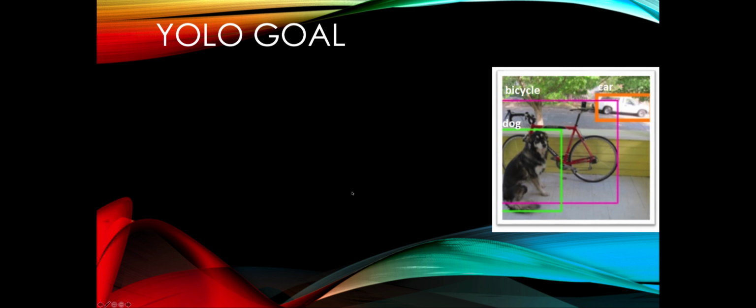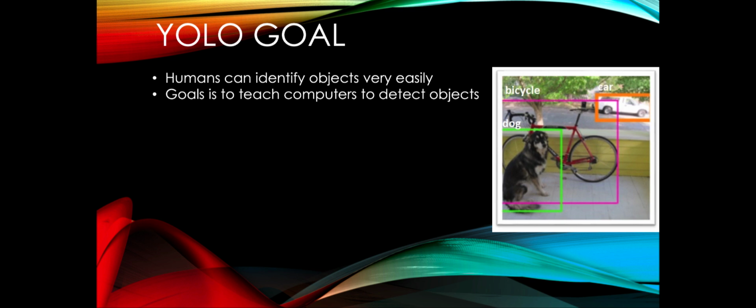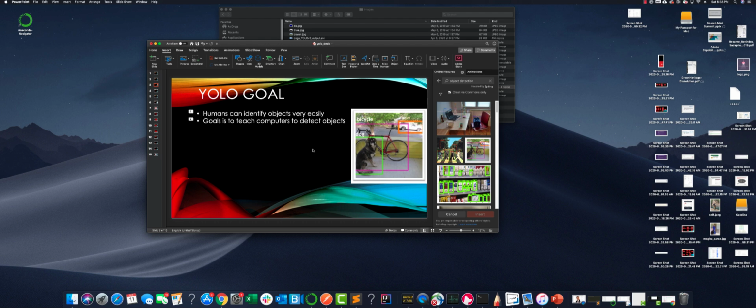So let's understand why we need yet another algorithm to detect objects in video. The goal of YOLO is this: humans, as you know, can detect objects very easily. In fact, it's second nature for us. We are able to drive vehicles very easily and recognize cars and objects around us. But the goal here is to teach computers to detect objects. That's the main goal.